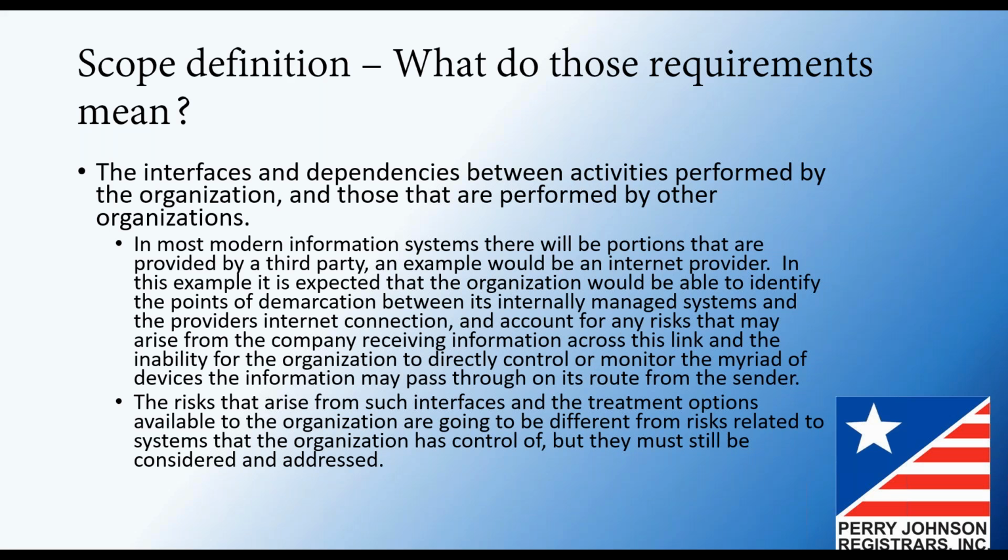Now, obviously, there's things like encryption and a number of other mitigating safeguards that can be put in place. But the standard wants to make sure that the organization, when they're going through defining the scope of their ISMS, understands clearly where those boundaries are, where their ability to control and monitor the information on their systems is passed off to a third party.